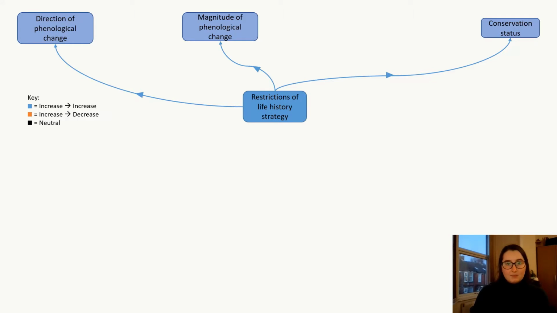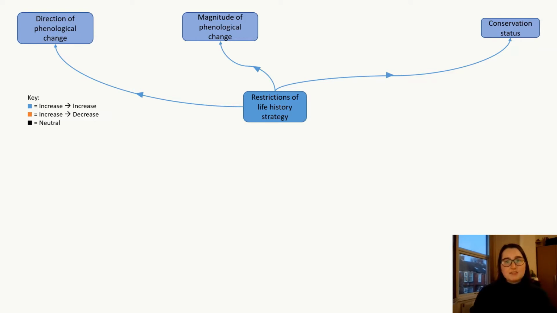In this example, the blue arrows here indicate that an increase in one thing, so an increase in the restrictions of the life history strategy, cause an increase in the direction of phenological change. Later on, you'll see some orange arrows. These indicate that an increase in one thing caused a decrease in the other, and black arrows, which are neutral.